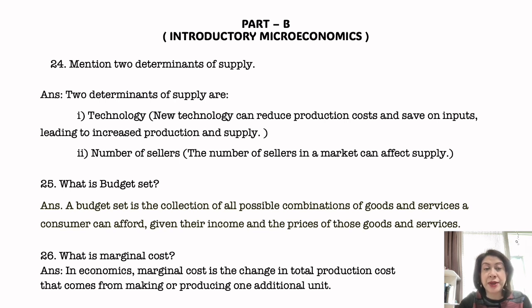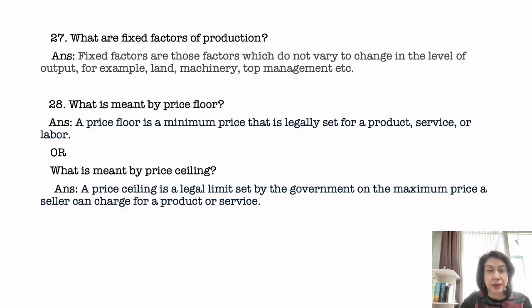Proceeding to question number 25. What is budget set? A budget set is the collection of all possible combinations of goods and services a consumer can afford given their income and the prices of those goods and services. Question number 26. What is marginal cost? In economics, marginal cost is the change in the total cost that comes from making or producing one additional unit.